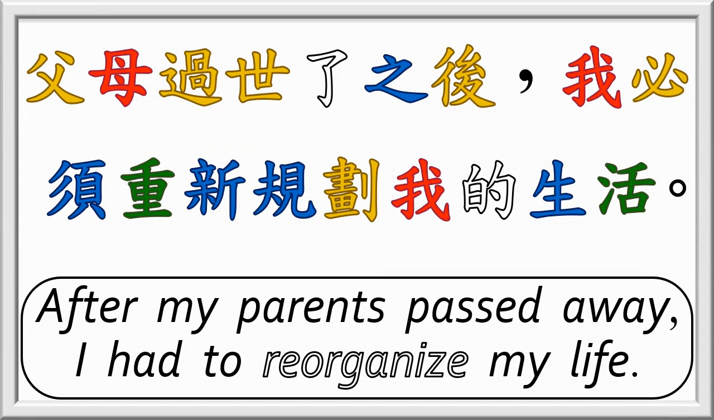父母过世了之后，我必须重新规划我的生活。After my parents passed away, I had to reorganize my life. With this new character, Xin, we can write the name of the city-state of Singapore, 新加坡. As we saw with Canada, 加拿大, the character 加 was chosen to indicate the sound ga in Cantonese pronunciation.